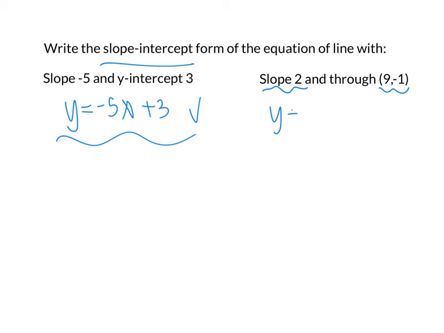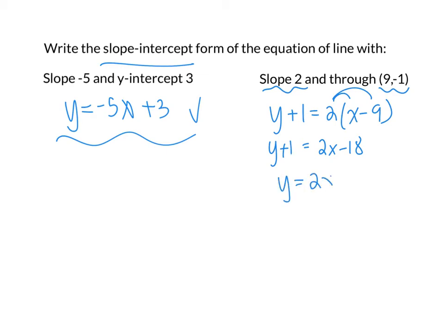y plus 1, we did this in the last slide, equals 2 times x minus 9. I'm going to solve for y. Distribute that 2. We have 2x minus 18. y plus 1. Subtract 1 on both sides. y is equal to 2x minus 19. So this is now in slope-intercept form, which is what was requested.